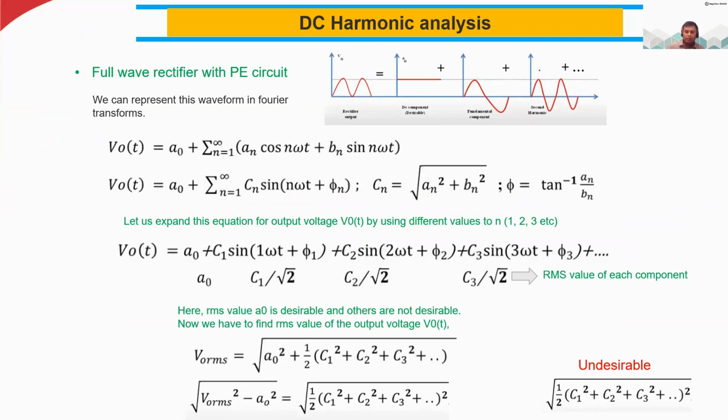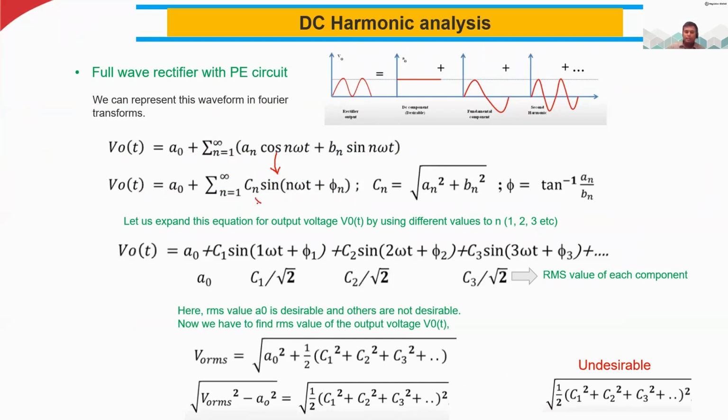Let's say this is the waveform we had seen. Now we can represent this waveform in Fourier series. How can we represent it? V naught of t is equal to A naught, that is the fundamental DC component, plus sigma n equal to 1 to infinity of A suffix n cos n omega t plus B suffix n times sin n omega t. Now we can rewrite this equation as A naught plus the same sigma n equal to 1 to infinity of Cn times sin n omega t plus phi n.